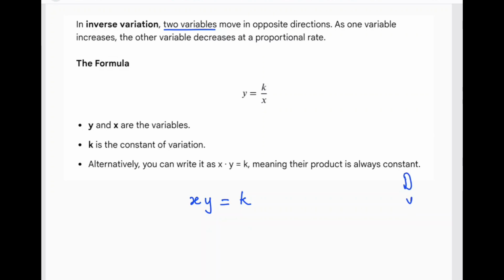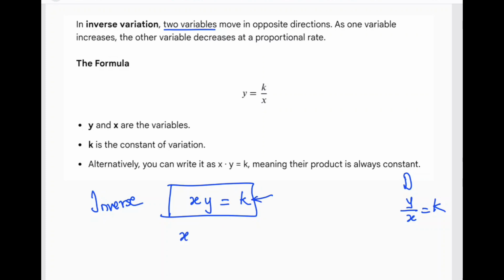In direct variation, the ratio is constant. In inverse variation, the product of the two variables is constant. So in ratio form, x1 y1 is equal to x2 y2, that is, x1 upon x2 is equal to y2 upon y1. If you are comfortable in ratio form. Otherwise, it's always easy to remember in product form, x1 y1 is equal to x2 y2.